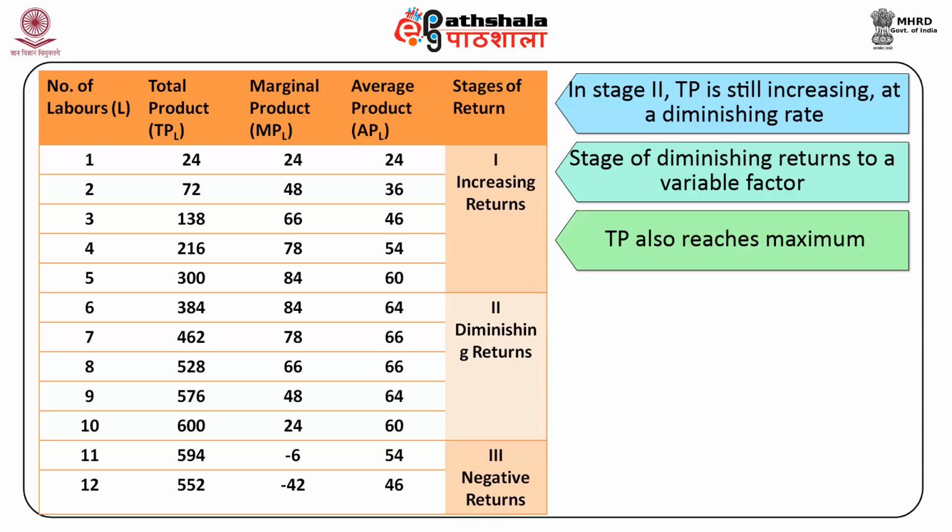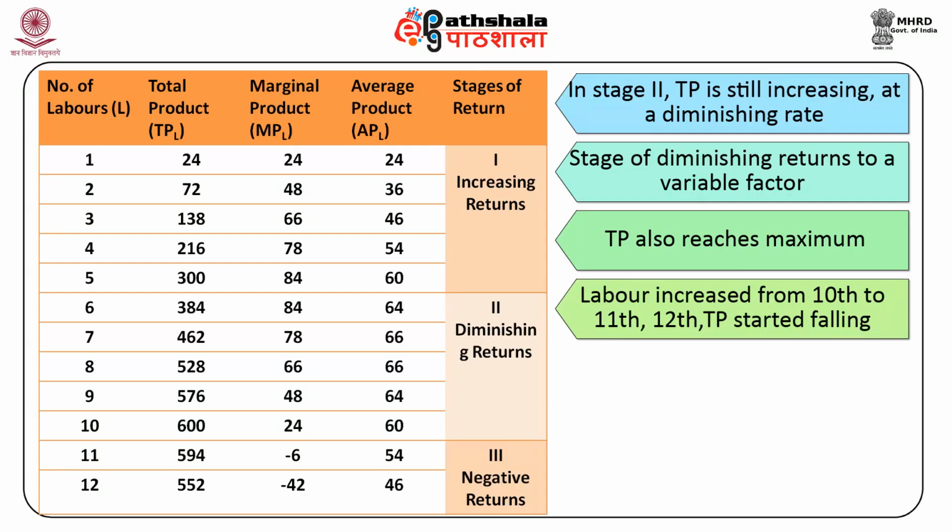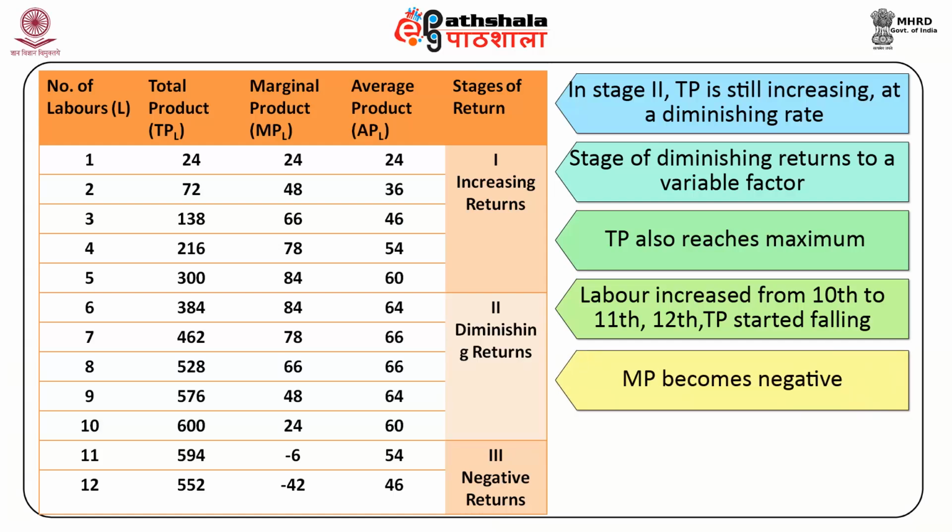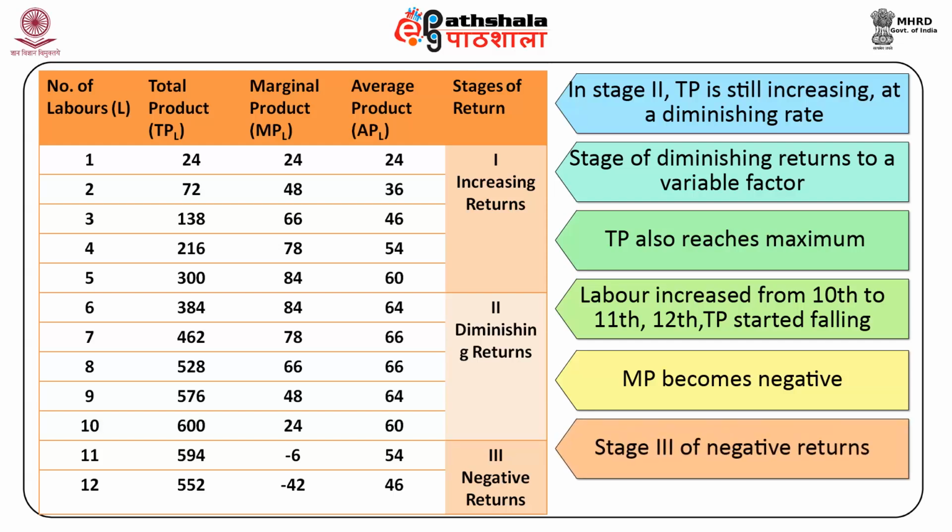Total product reaches its maximum of 600 at the 10th labor, but when the labor is increased from the 10th to the 11th and 12th, the total product starts falling and correspondingly marginal product becomes negative. This is known as stage 3 of negative returns.